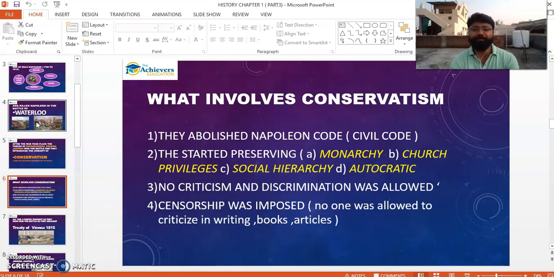Then censorship was imposed. No one was allowed to write or criticize in writing, books, articles or newspapers. Again, the same old-fashioned things were brought by them. Censorship was also brought back again. So all these things were the ideas, the kind of thinking which the conservative people had, and they brought these ideas back again.